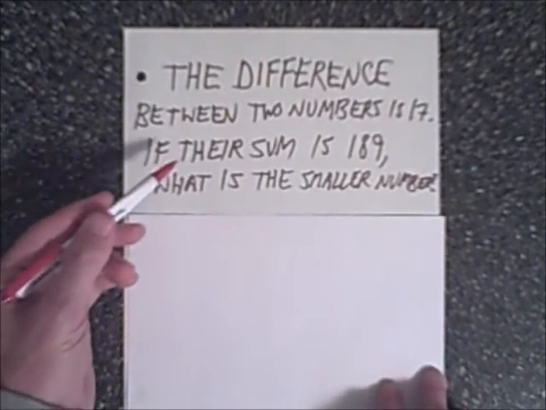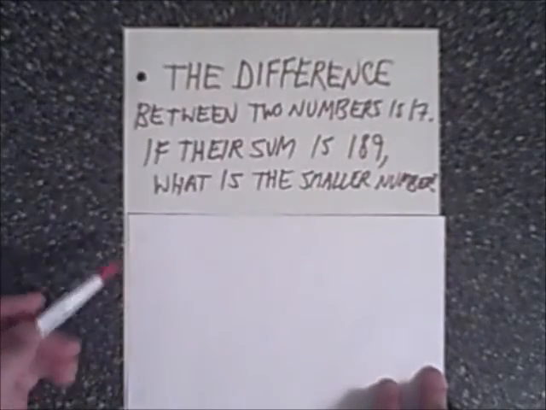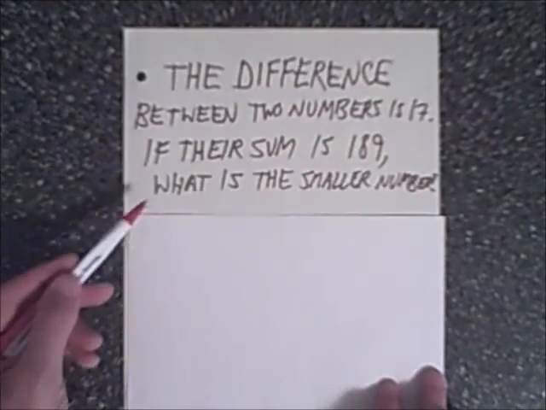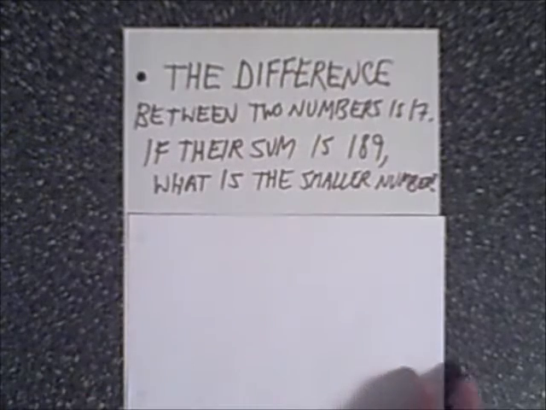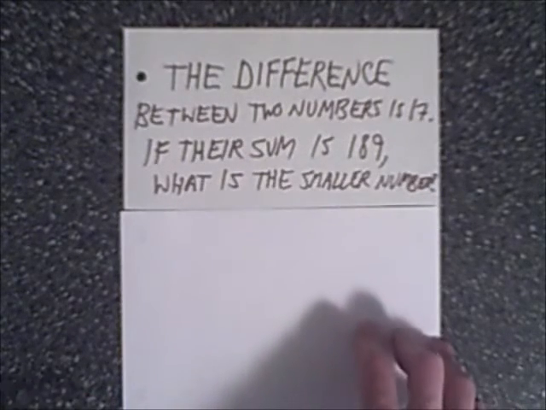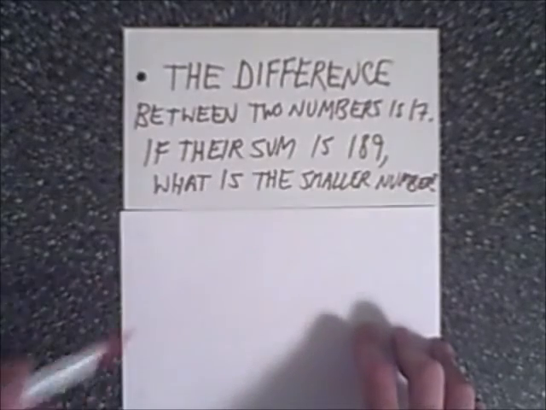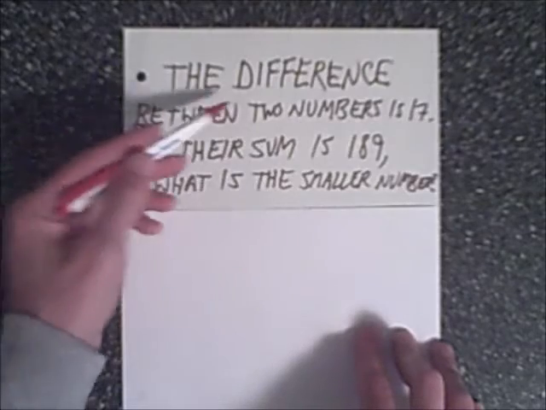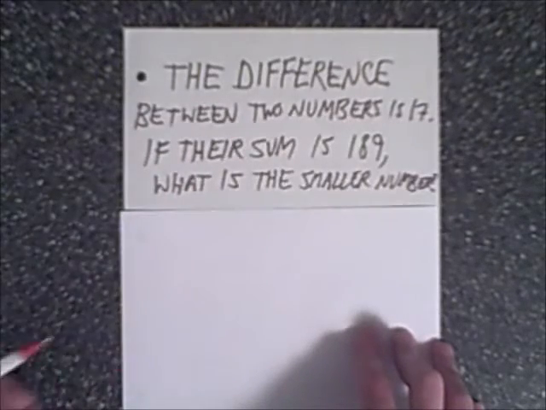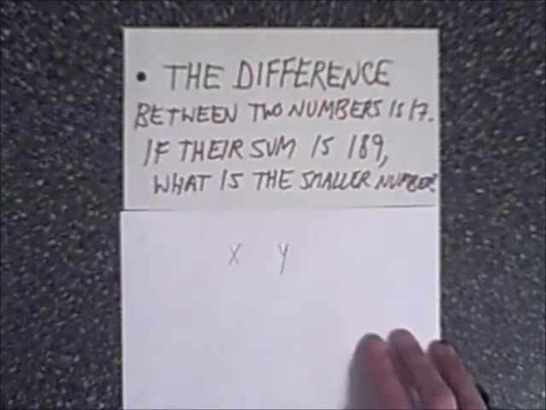And the second question we have here is the difference between 2 numbers is 17. If their sum is 189, what is the smaller number? So again, what do we want to do? Well, we want to start writing something down. Let's start writing variables, equations, and eventually we'll solve it and answer our question. So we have the difference between 2 numbers. So why don't we call the 2 numbers x and y? So we have an x and a y.